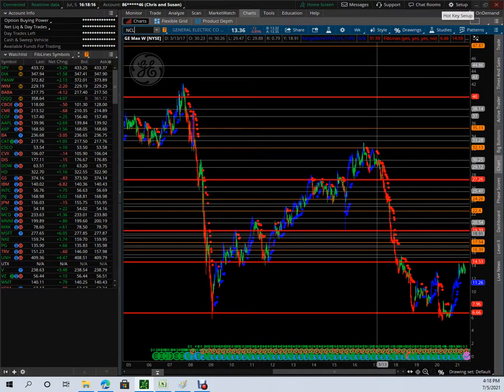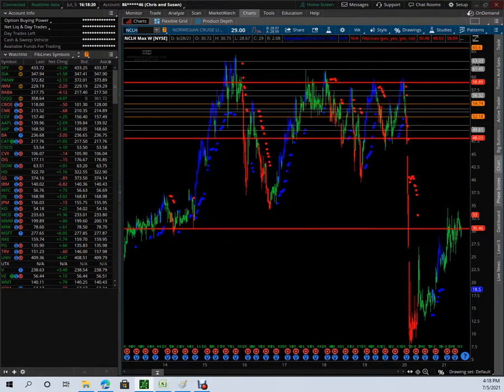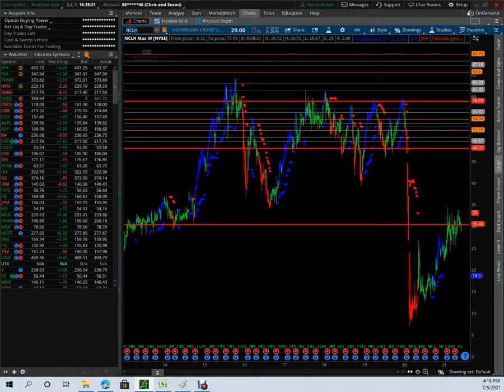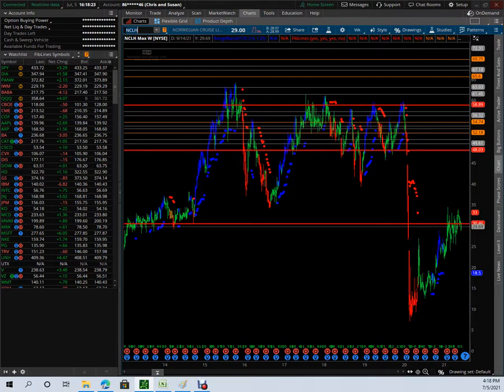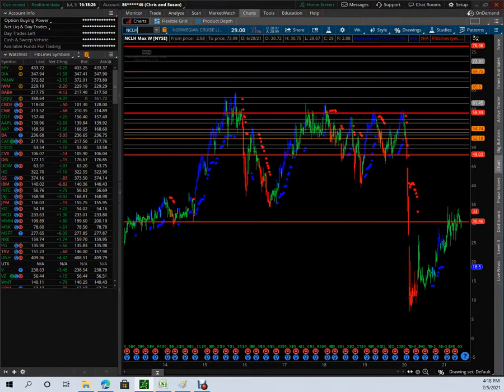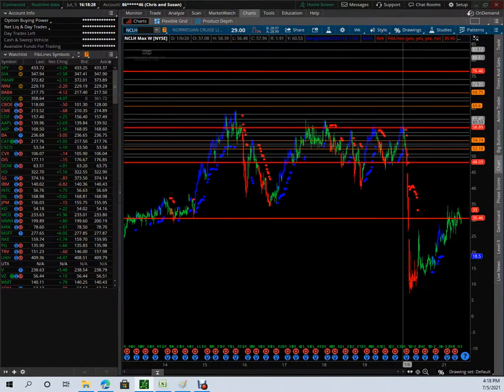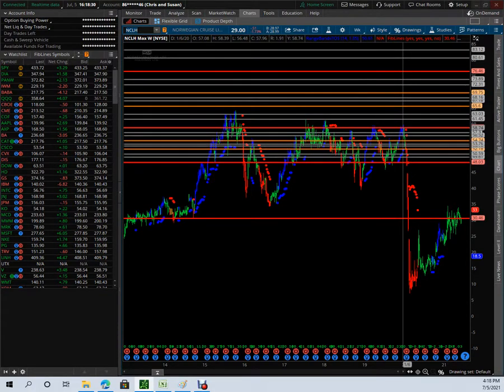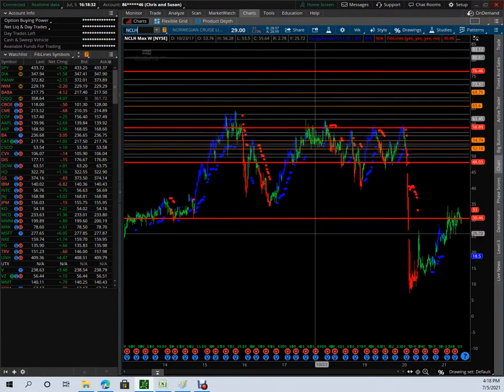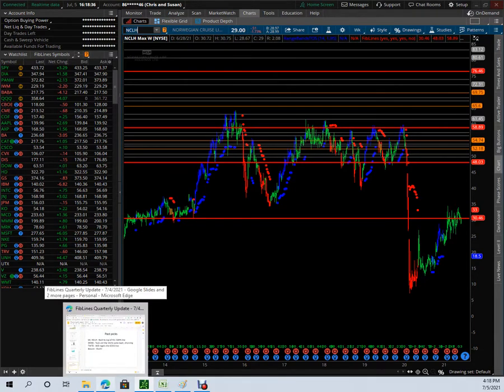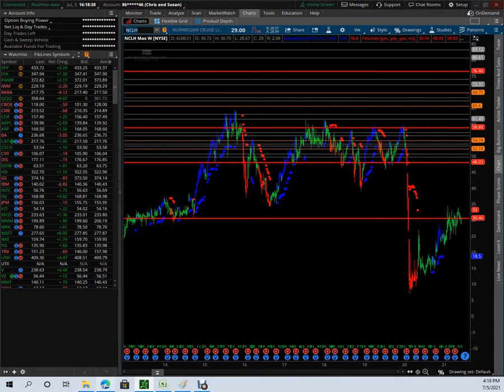Another one was NCLH, Norwegian Cruise Line. I picked up some of this here in the mid-20s area, doing pretty well on that. It's also coming up to its zero line, so I believe this one has a long way to go. I think the first cruise ships just sailed recently from Florida, so that's certainly good news for the cruise industry. And I do expect Norwegian is going to make it all the way back here, but it's just going to take a while, so be patient.